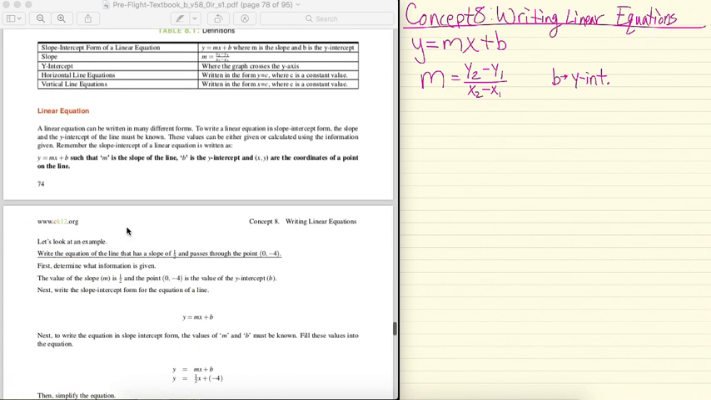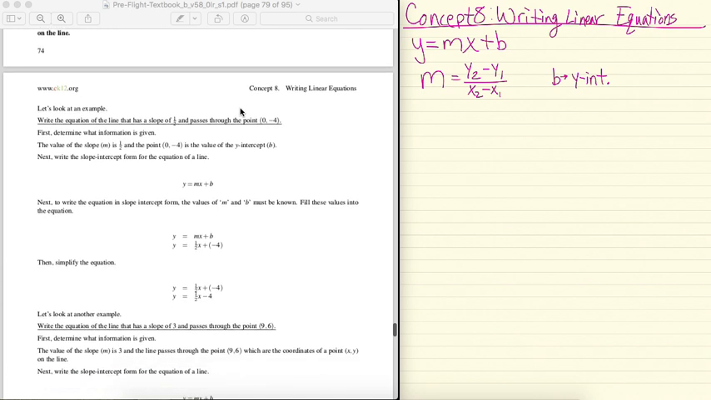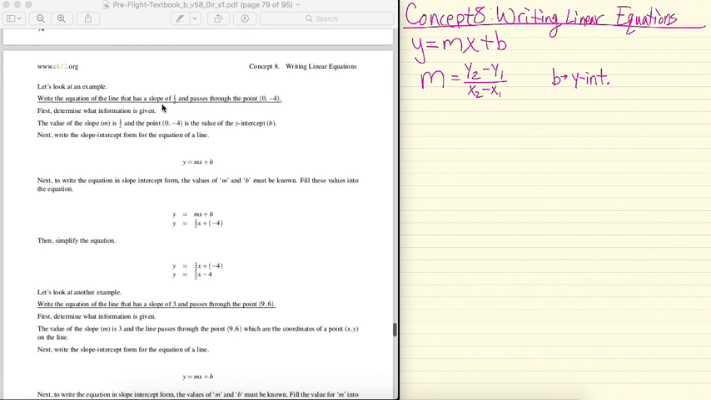So let's get started. Linear equations can be written in many forms, right? We've seen standard form and slope-intercept form. This here is just reminding you that m is the slope and b is the y-intercept, and that every equation has coordinates x and y. So we want to write the equation of a line that has a slope of 1/2 and passes through the point (0, -4).